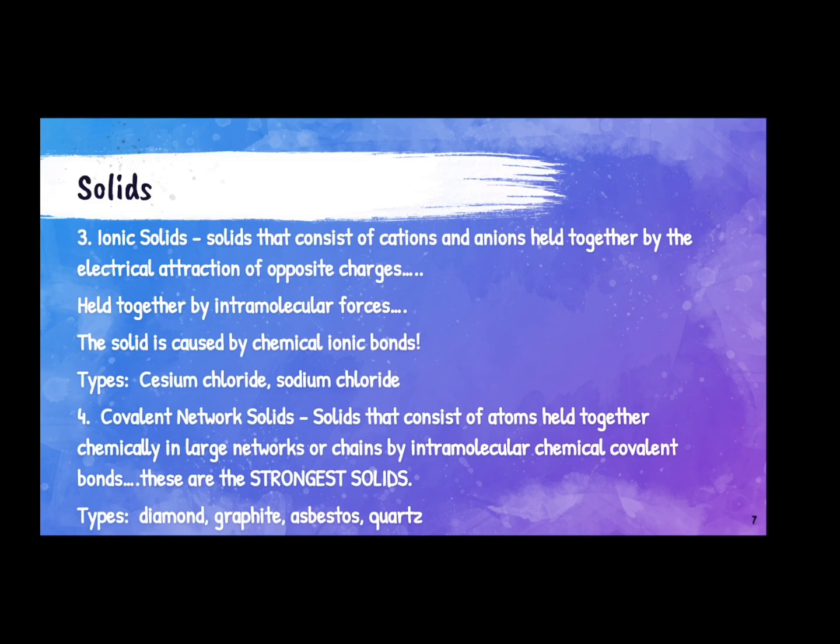Next, we have covalent network solids. These are your strongest solids. They consist of atoms held together in large networks or chains, by intermolecular chemical covalent bonds. Examples would be diamonds, graphite, asbestos, and quartz.